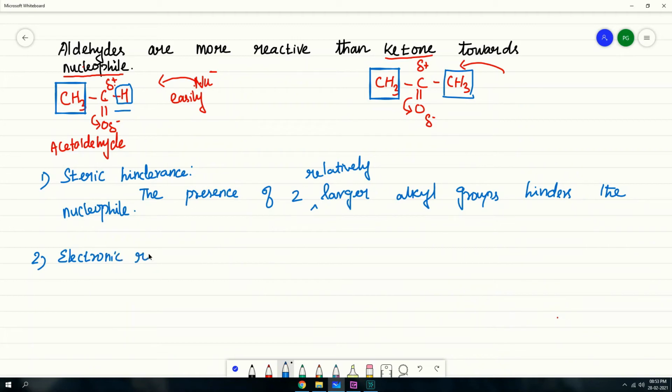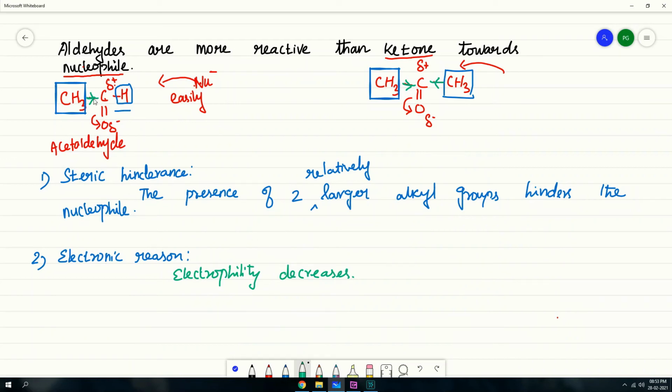Another reason is the electronic reason. So what is the electronic reason? See, this methyl group has a positive inductive effect. It will donate electrons. Here, this will donate electrons and this will donate electrons. So what happens? Here the density of the partial positive charge decreases. That means the electrophilicity decreases.